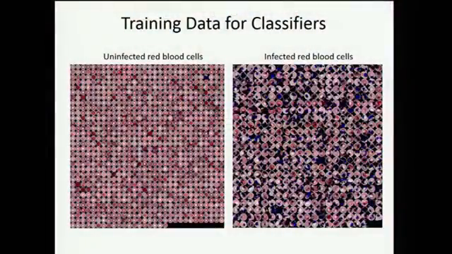So here is the training data, how it looks, how we trained our algorithms. On the left-hand side, you have normal cells, all looking brownish. And on the right-hand side, you have infected red blood cells. That's how they look. And then we compute the features and discriminate between them. This is a subset of our training set that we used to train the classifier.